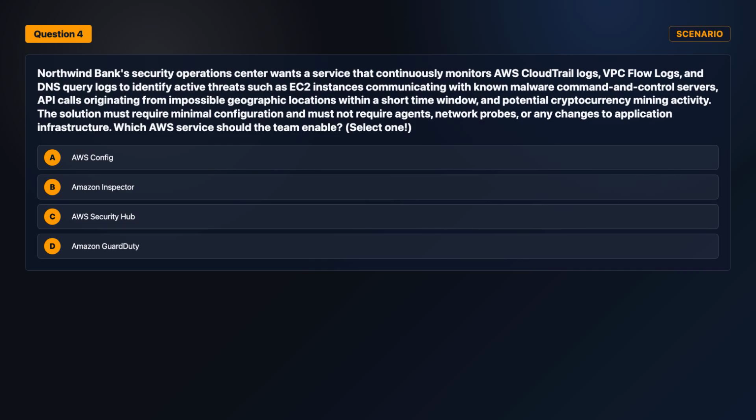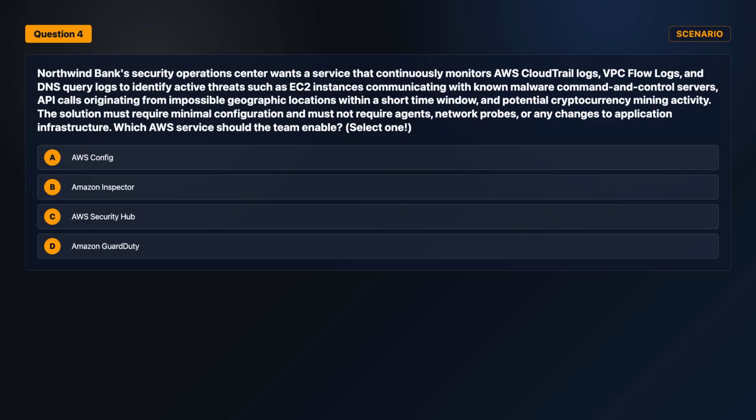Let us switch gears. Question 4. Keep the constraints in view. Northwind Bank's Security Operations Center wants a service that continuously monitors AWS CloudTrail logs, VPC flow logs, and DNS query logs to identify active threats such as EC2 instances communicating with known malware command and control servers, API calls originating from impossible geographic locations within a short time window, and potential cryptocurrency mining activity.